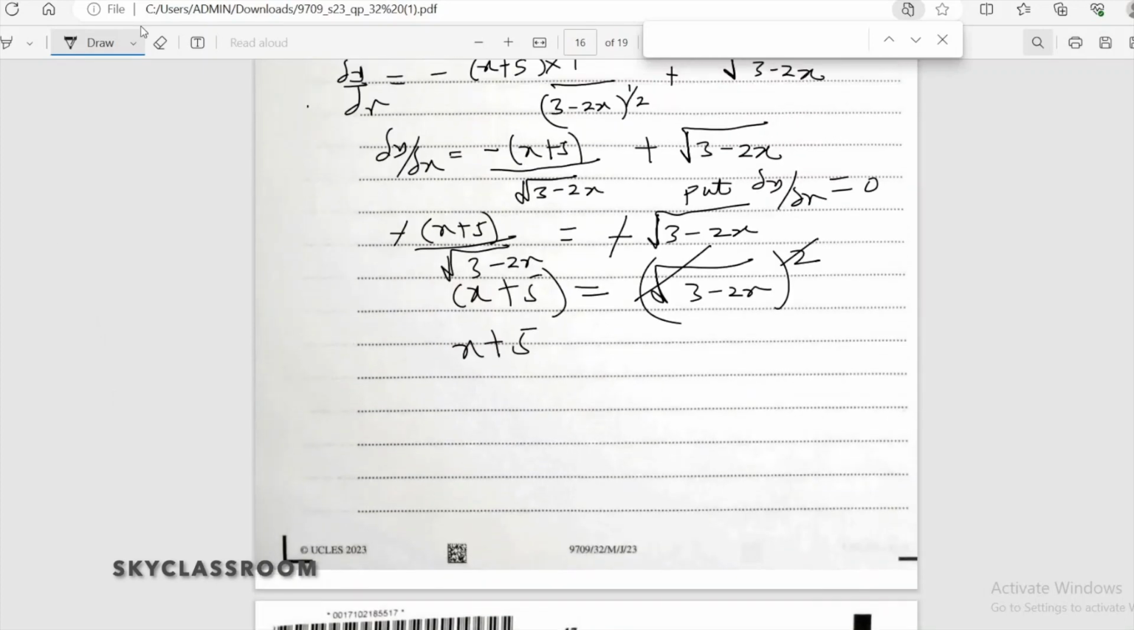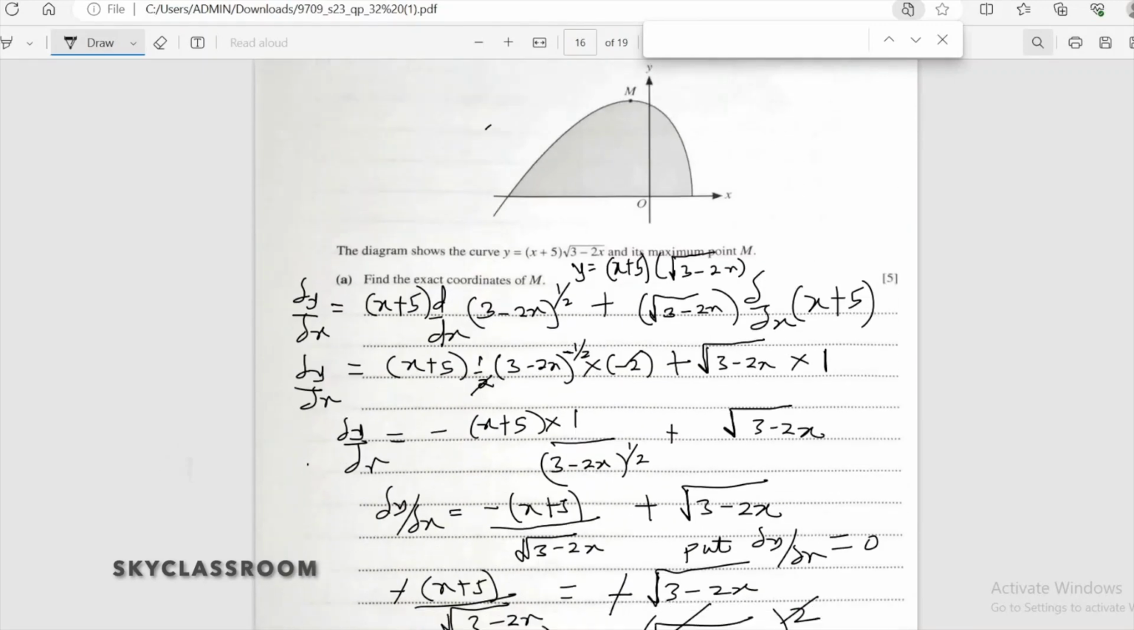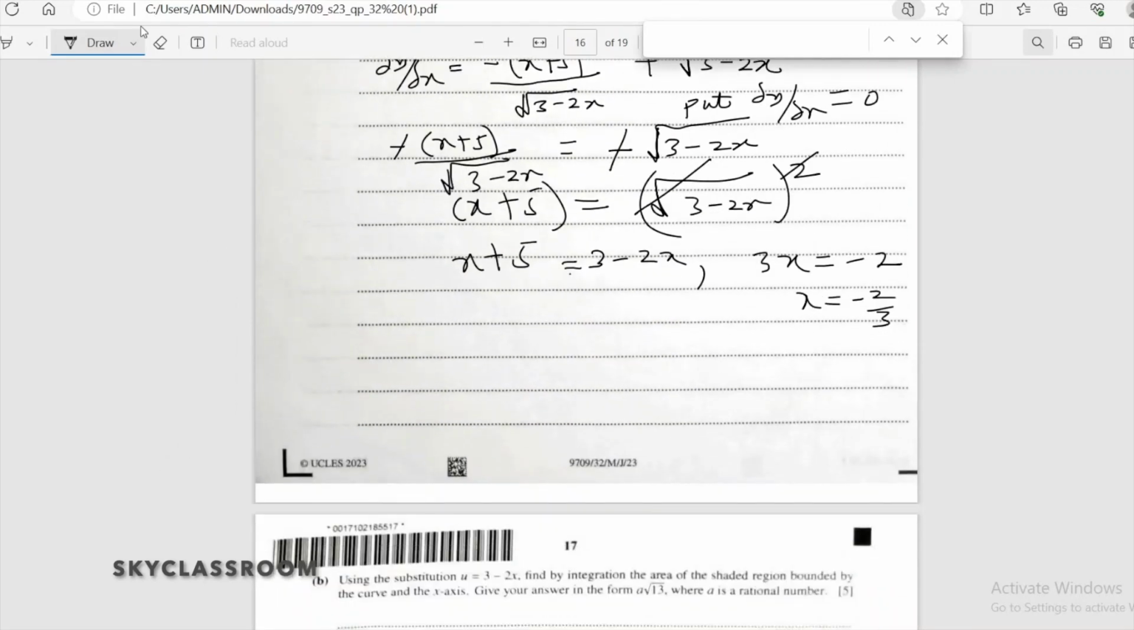Equal to 3 minus 2x. So at the end of the day, 3x is equal to minus 2, so x is minus 2 over 3. This is the maximum point. But the question asks us to find the exact coordinate of M.